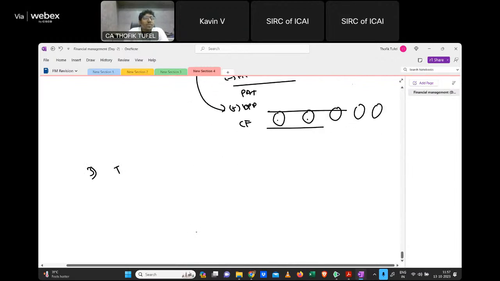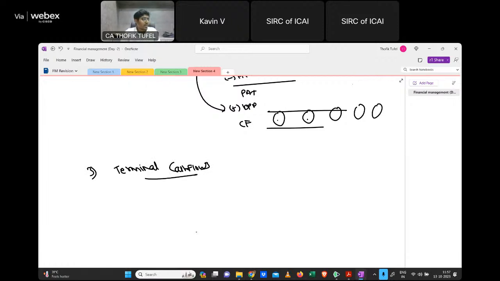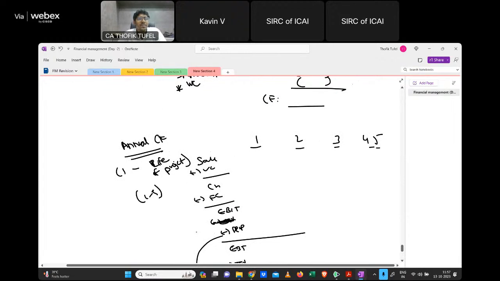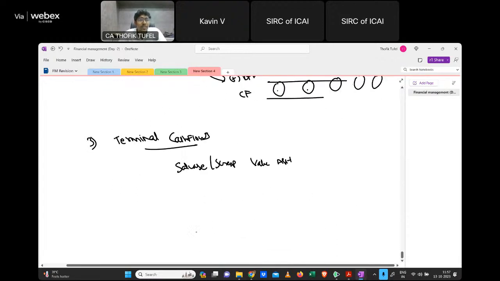Then always put working note number 3, terminal cash flows. Now under terminal cash flows, what will happen? In the end, if you're selling the asset, then the salvage value or scrap value of the asset. Suppose the life of the project is 1 to 5 years, so the terminal cash flow is in the 5th year only, not the 6th year. So salvage value or scrap value of the asset will be an inflow, don't put negative.